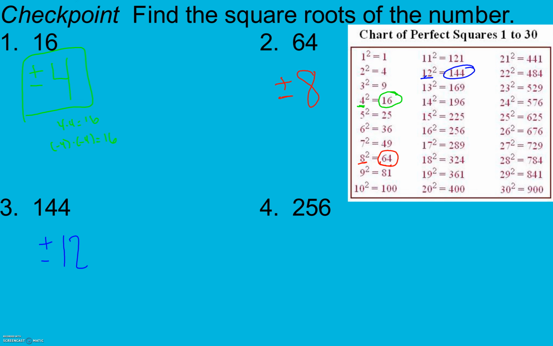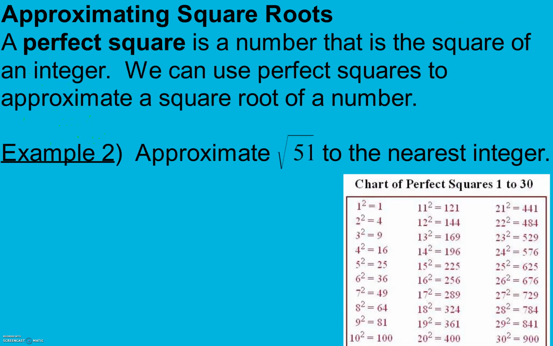And 256 is 16 times 16. So the square root of 256 is positive 16 times positive 16, or I could have taken negative 16 times negative 16. And again, to find our square root, we're looking for what number we had to square to get to our value. A perfect square is a number that is the square of an integer.